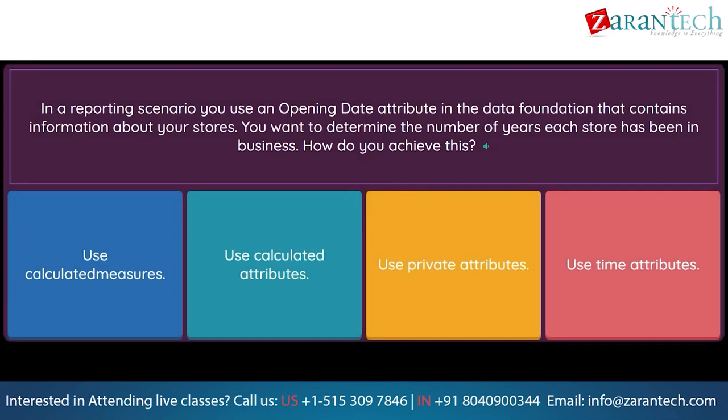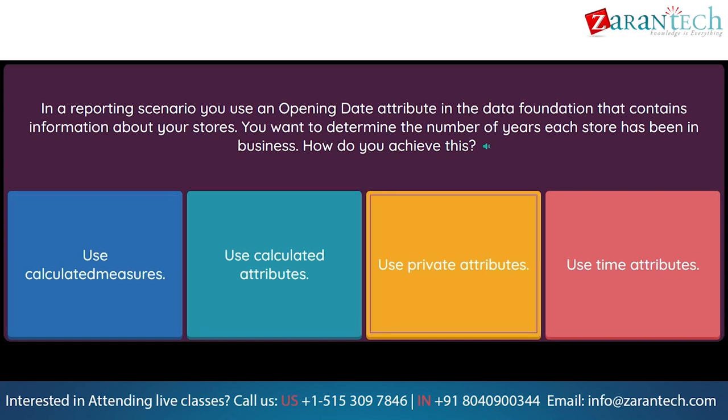Question: In a reporting scenario, you use an opening date attribute in the data foundation that contains information about your stores. You want to determine the number of years each store has been in business. How do you achieve this? Option 1: use calculated measures. Option 2: use calculated attributes. Option 3: use private attributes. Option 4: use time attributes.